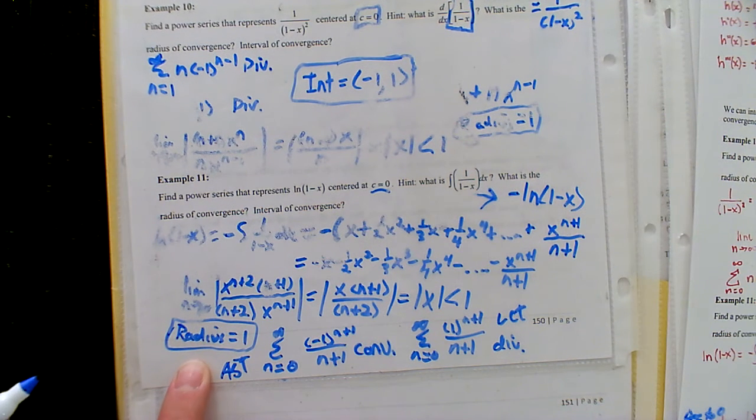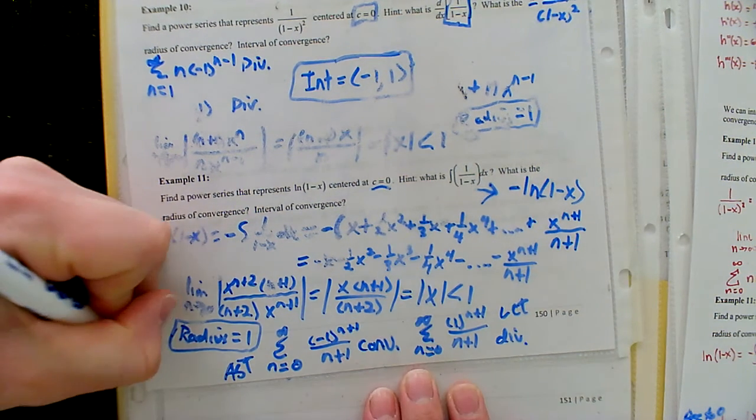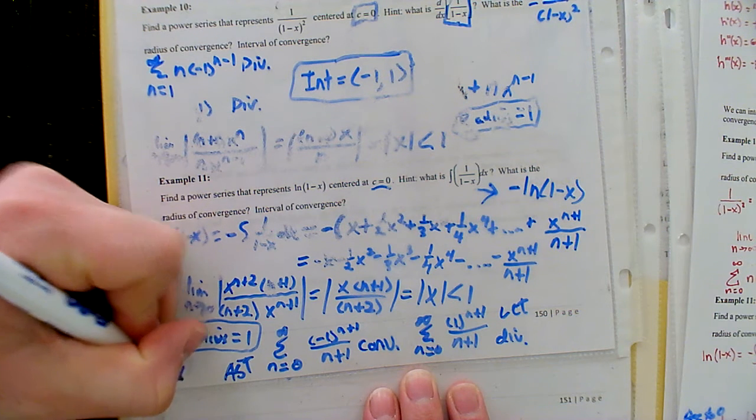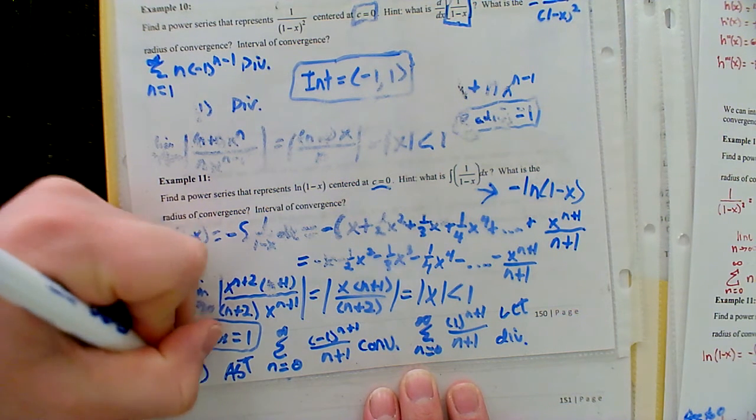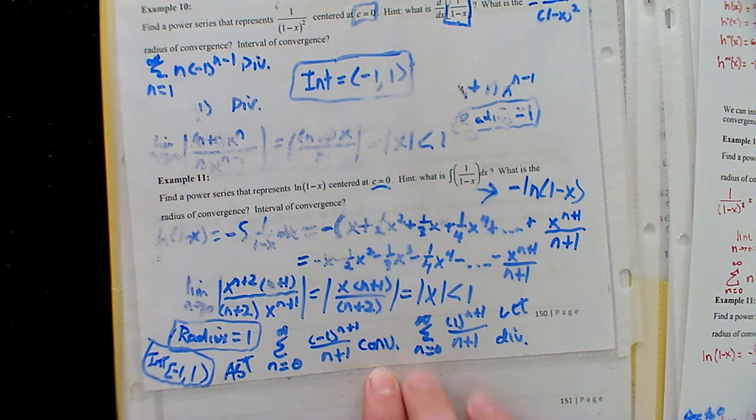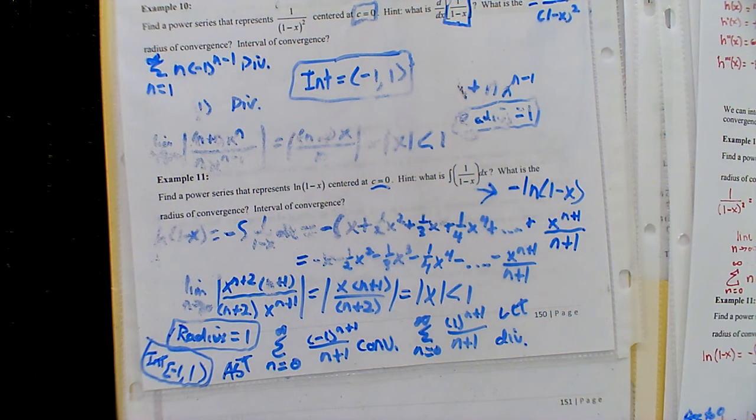So we found the radius. I had that circled over here. The interval would now be -1 with a bracket to 1 with a parenthesis. Again, because -1 converged, 1 diverged. Okay. Did that help, now that we saw one where it converged, Caitlin? Yeah.